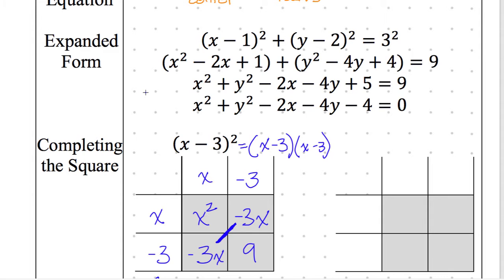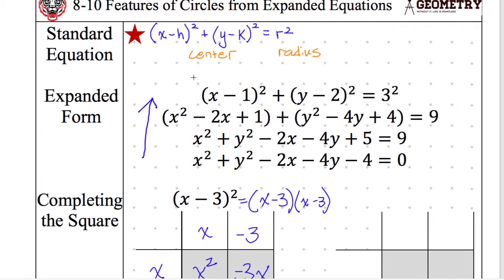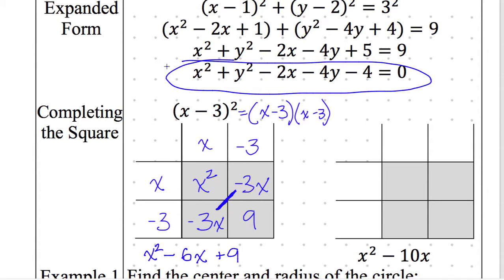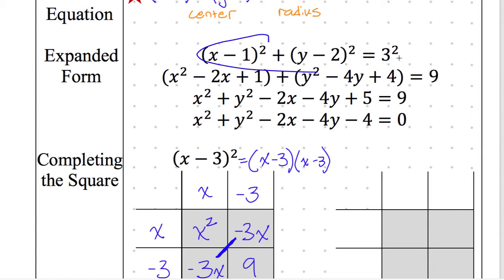So what we're going to be doing is going in this direction now. Instead of going from the standard form to the expanded form, we're going from the expanded form to the standard form. That way we can graph it, because we can't graph this thing. I don't know what that looks like. I can't graph him. I do know how to graph this guy. So we need to get back to him.